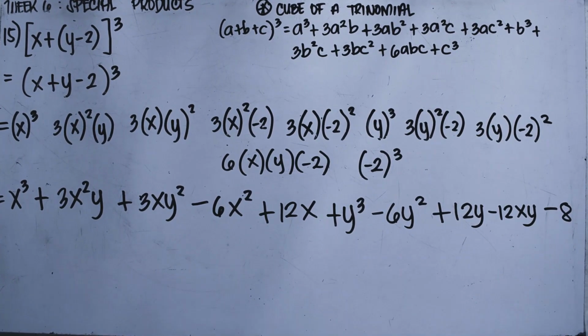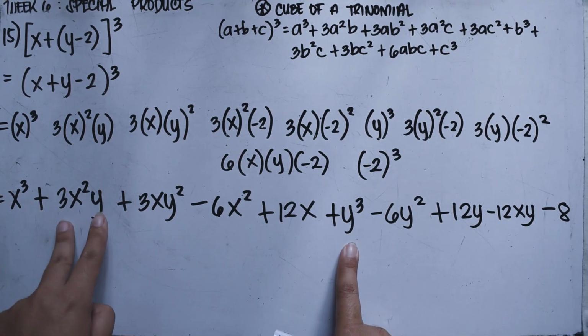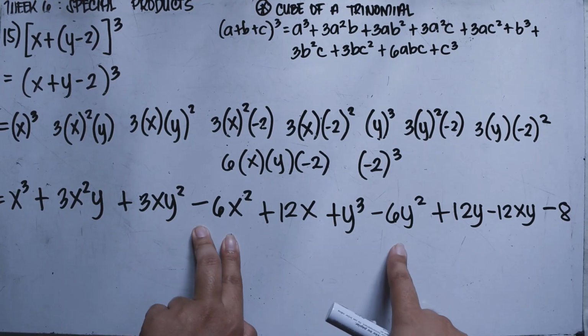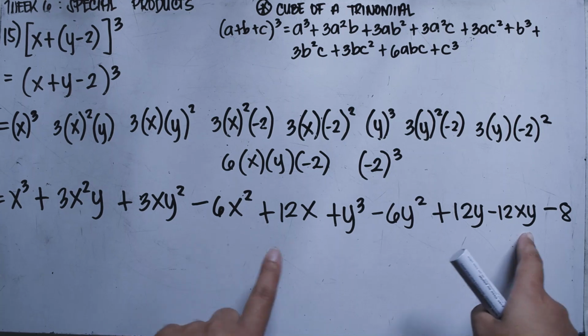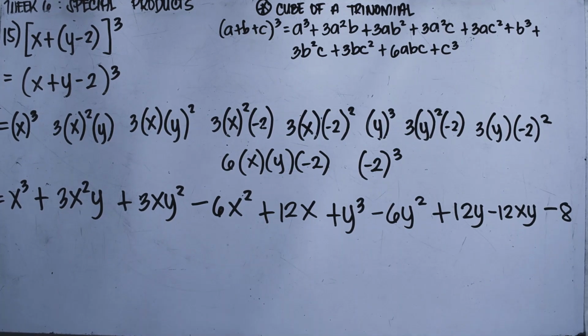Tignan natin kung may makakombine tayong like term. So, si cube, wala siyang katulad. Ito at saka ito ay magkaiba. So, ito at saka ito magkaiba din. Ito at saka ito magkaiba. So, ibig sabihin, wala na po siyang like term. So, therefore, ang gagawin na lang natin ay isasalansan natin.